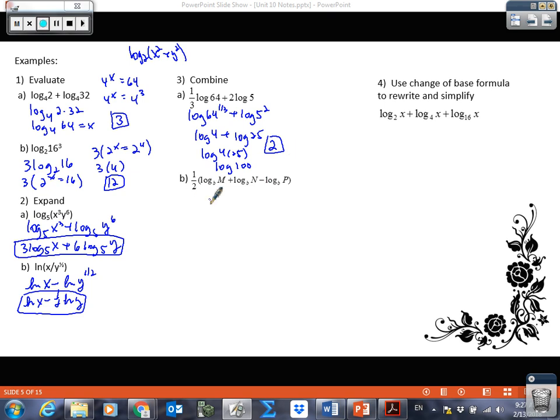All right, let's look at this B. This 1/2 belongs to this whole thing. So I'm actually going to just leave it alone right now, and I'm going to work on the inside. I need to get that combined together. I'm going to do it in a couple of steps. You can just do it all at once if you want to. That's fine. I'm going to do the first two together first. So that's addition, so I'm going to multiply. So log base b of mn minus log base b of p. Okay, now I've got some subtraction going on, so I'm going to divide. So 1/2 log base b of mn over p.